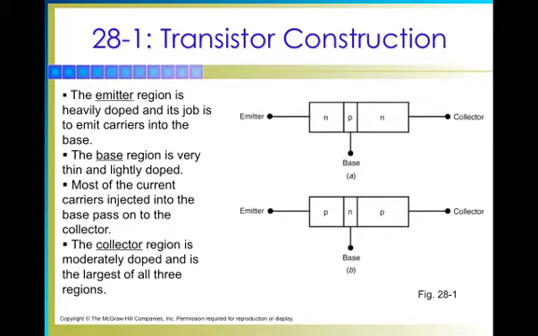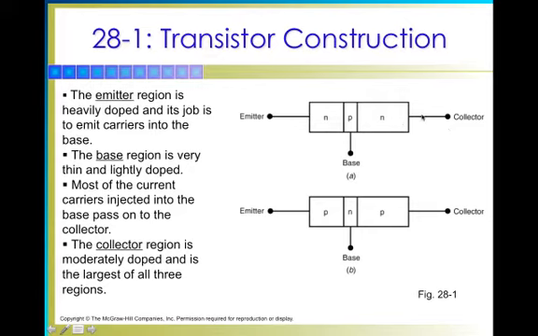On the base, we have a base region that is thinly or lightly doped, so there's not much of the electrons in this location. And then the collector over here is moderately doped and is the largest of all the regions. It's very large because the collector is where we're going to get our output from. The output is coming from the collector. And notice that the collector voltage is going to depend on what is connected on this side.